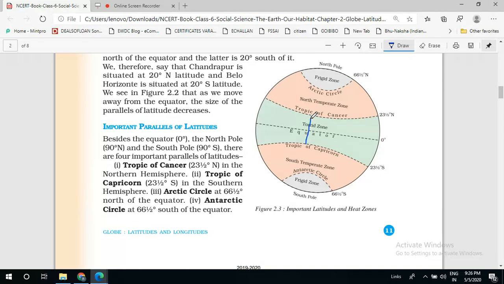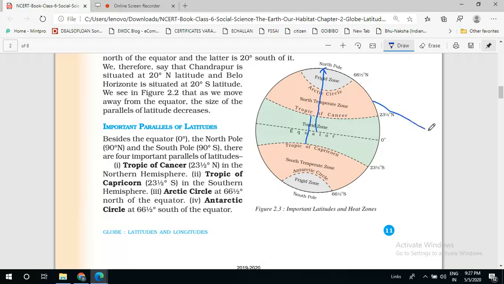Okay. Now, when we start moving from this area towards the poles, the angle of the sun's rays keeps decreasing. At this place, it is falling straight. But when we see this place, which lies between Tropic of Cancer and Arctic Circle in the northern hemisphere, and Tropic of Capricorn and Antarctic Circle in the southern hemisphere, in this region, the light of the sun is falling in the slanting direction.